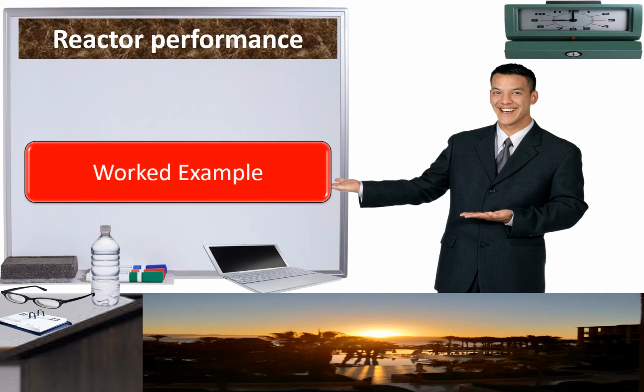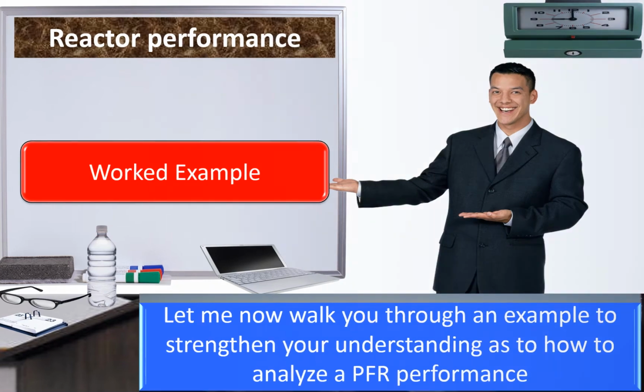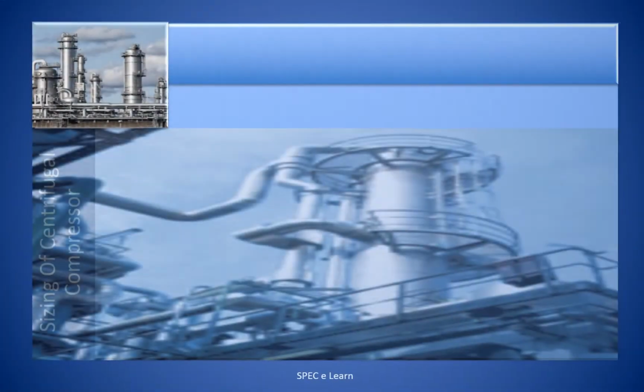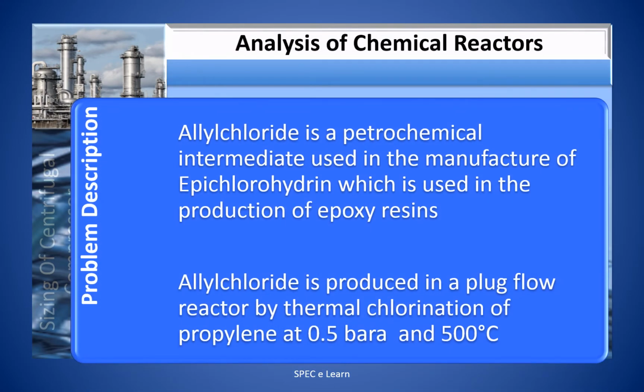Let me now walk you through an example to strengthen your understanding as to how to analyze a PFR performance. The problem description. Allyl chloride is a petrochemical intermediate used in the manufacture of epichlorohydrin, which is used in the production of epoxy resins. Allyl chloride is produced in a plug flow reactor by thermal chlorination of propylene at 0.5 bar absolute pressure and 500 degrees centigrade.